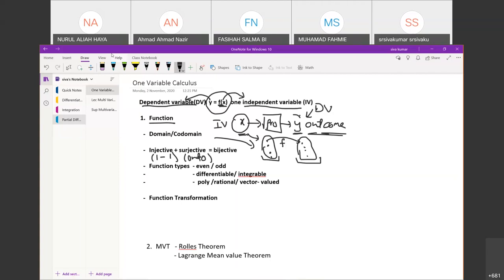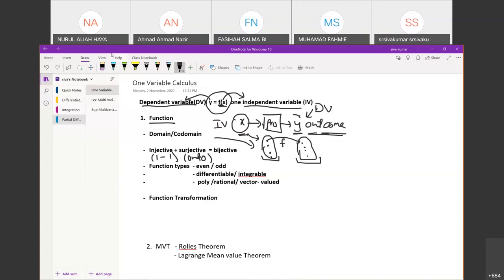Bijective is a combination of one-to-one and onto. What is onto? Onto means everything is connected here. I think you already learned this. I'm just informing you because I want you all to do the revision if you are not sure. If you're not sure what I'm trying to say here, please do the revision. We don't have time because I cannot revise all the things again.